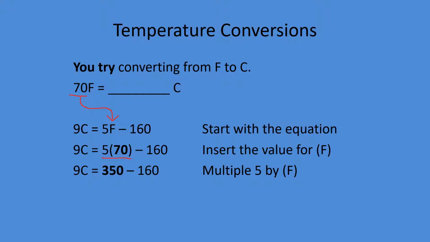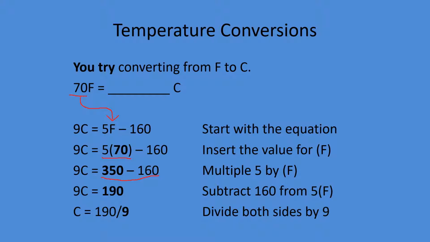And then we can just simplify. 350 minus 160 gives us 190, and then divide both sides by 9. So about 21 degrees. So room temperature, nice 21.1 degrees. So that's going from Fahrenheit to Celsius. Let's go the other way.